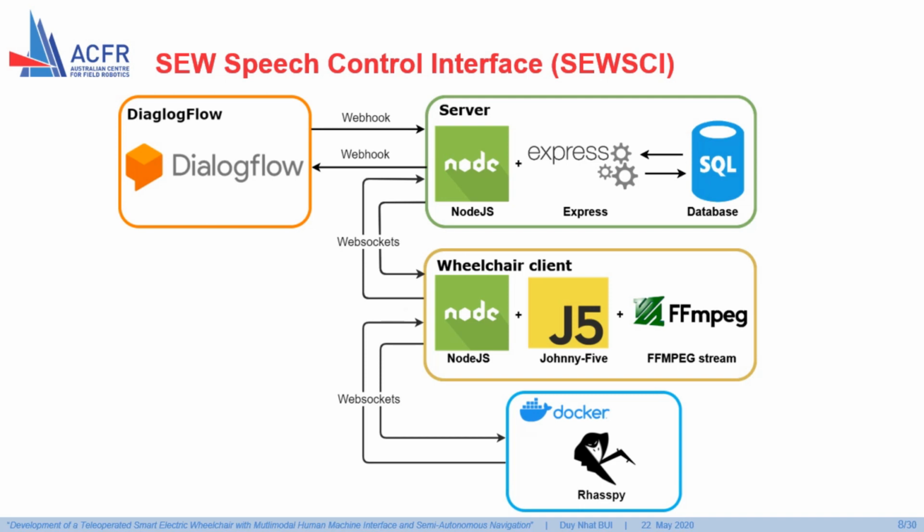To control the electric wheelchair by speech commands, Google Assistant is used as an online speech interface through Dialogflow that communicates with the server through WebSocket after each command is recognized. To recognize speech when internet connection is unavailable, the offline speech recognition toolkit is used within a Docker that communicates with the wheelchair client through a local WebSocket.